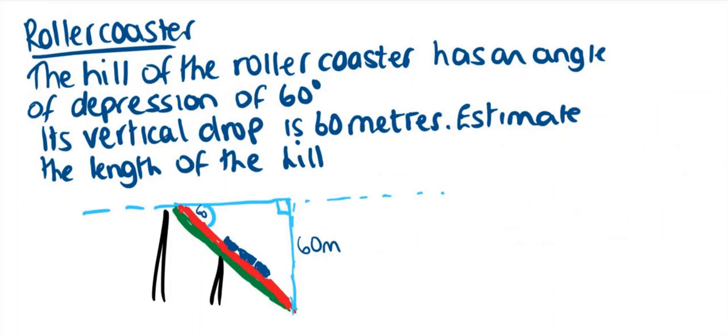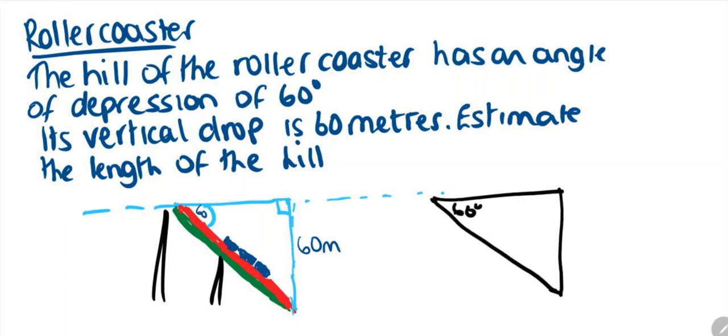Okay, roller coaster. The hill of the roller coaster has an angle of depression of 60 degrees. Its vertical drop is 60 meters. Estimate the length of the hill. So here's a triangle. This is 60 degrees. This is our angle. We know the height is 60 meters. We need to find the length of the hill. So let's label our sides. This is the hypotenuse, this is opposite, and this is adjacent.